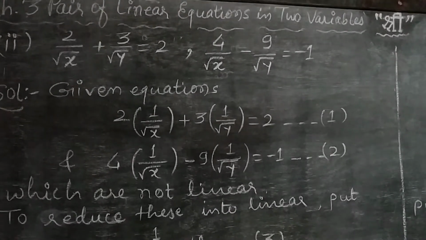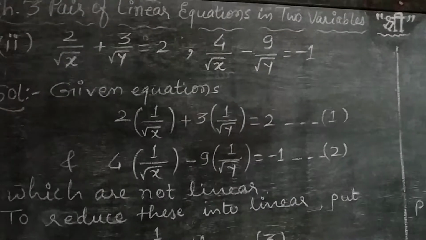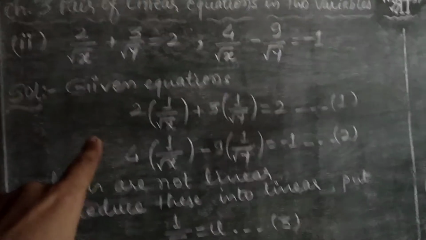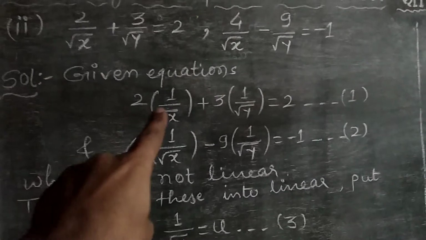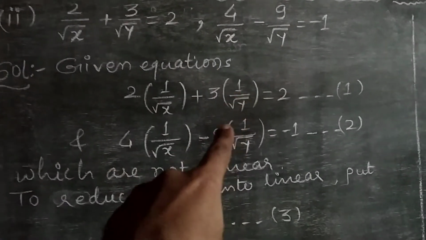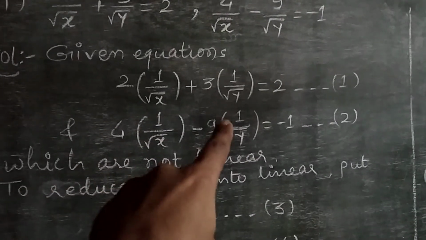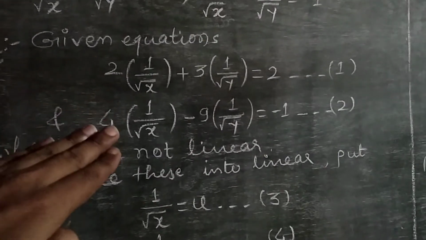2 upon root x plus 3 upon root y equal to 2. 4 upon root x minus 9 upon root y equal to minus 1. So these equations are not linear equations. First we'll write them in this pattern: 2 into 1 upon root x plus 3 into 1 upon root y equal to 2, and 4 into 1 upon root x minus 9 into 1 upon root y equal to minus 1. So these equations are not linear.